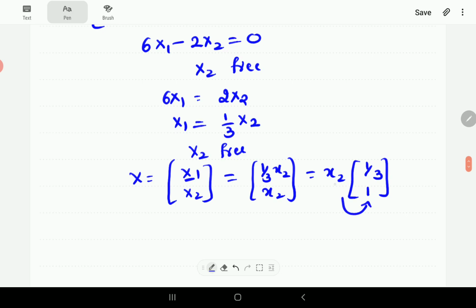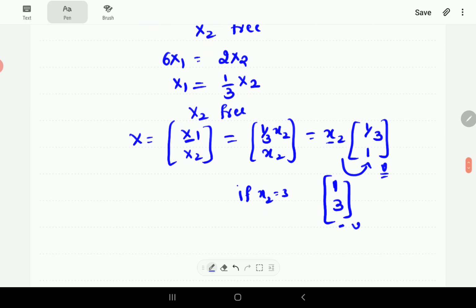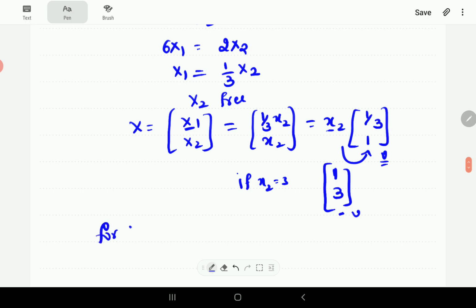So here this is your corresponding vector. Since x2 is free, if I choose my x2 value as 3 and multiply that with the vector inside, you will get 1 when I multiply with 3. If your x2 is 3, then this will be 3. So either you can take this as your eigenvector, or you can take this one as your eigenvector, no problem. So for lambda equal to 1, I am taking my eigenvector v1 as, say, (1, 3).